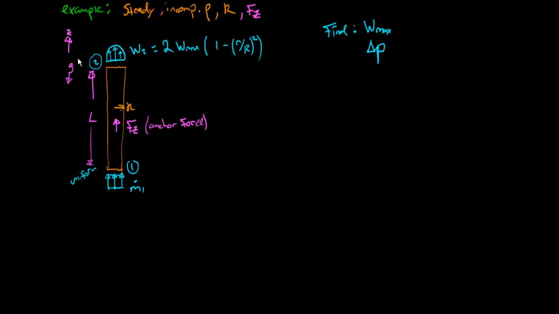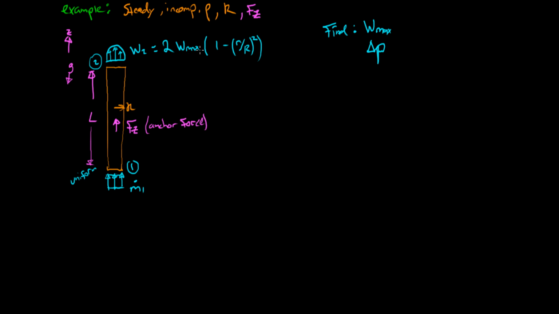And we're asked for two things. First off, in this equation for the velocity profile, what is W max? And then number two, what's the pressure change over the length of the pipe?